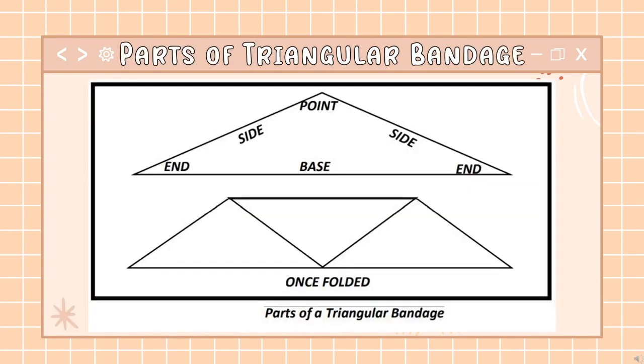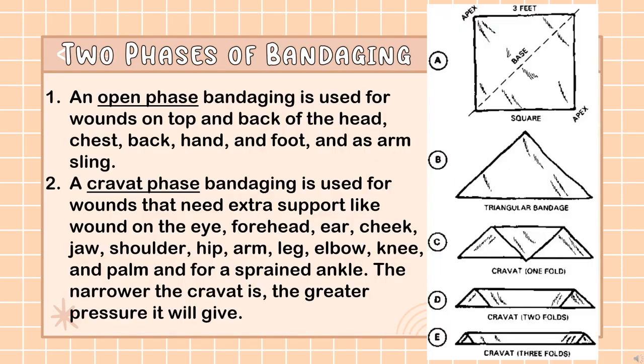Here are the different parts of a triangular bandage. We have 2 phases in bandaging. The first one is an open phase. This is used for wounds on top and back of the head, chest, back, hand, and foot, and as arm sling. The second phase is called the cravat phase.